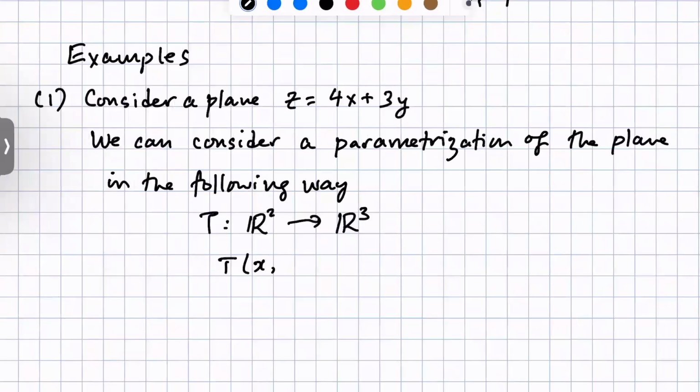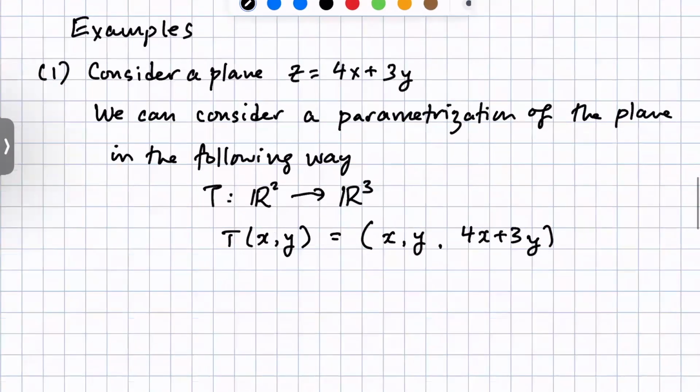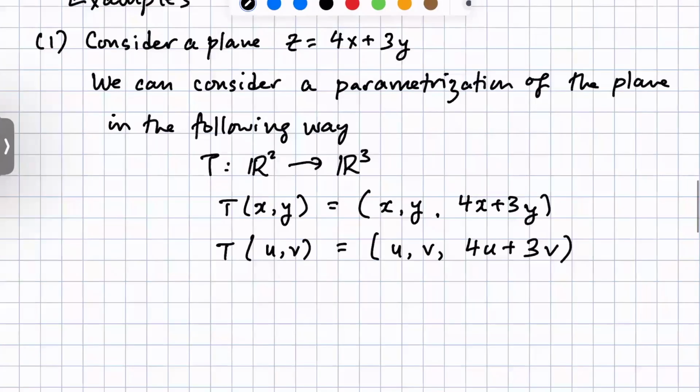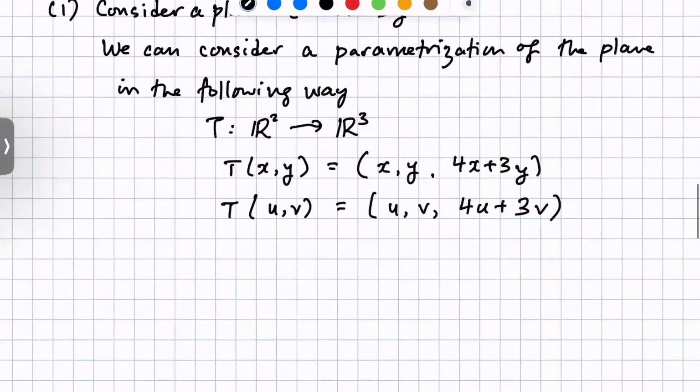We can say T of x, y is equal to, and here I need 3 coordinates, so x, y, and then the z coordinate is 4x plus 3y. Another way we can do it, just not to confuse the x's and the y's, is to use a different set of letters, u, v, which I kind of prefer: u, v, 4u plus 3v. So this would be our parametrization of the entire plane.